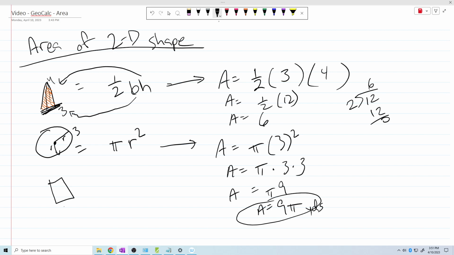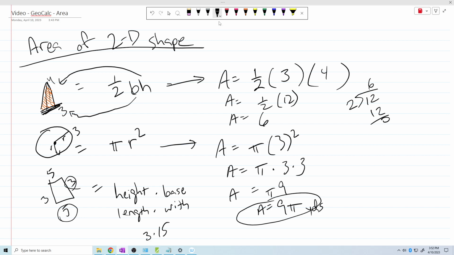And then squares, or rectangles, what have you, are fairly simple. Let's say this is 5, and this is 3, and let's say this is a rectangle. Or this is 3, and this is also 5. All you need to know to calculate the area of a square is height times base, or you can even do length times width. They really mean the same thing in the context of squares and rectangles. I'll stick with base. The base, 5, times the height, 3. 3 times 5 is 15. Again, it could be yards, feet, whatever.